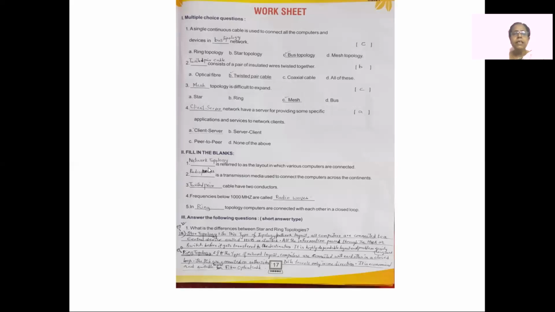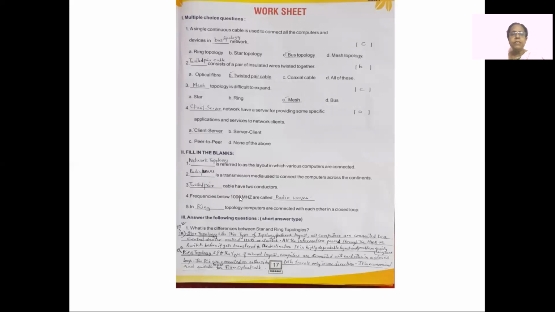Then fill in the blanks. Dash is referred to as a layout in which various computers are connected. A topology, network type of topology. Dash is a transmission media used to connect computers across the continent. Which type will you use? Radio waves are suitable for this, which is across the continent. You can use even microwaves. Then dash type of cable has two conductors. Twisted cable has two conductors.